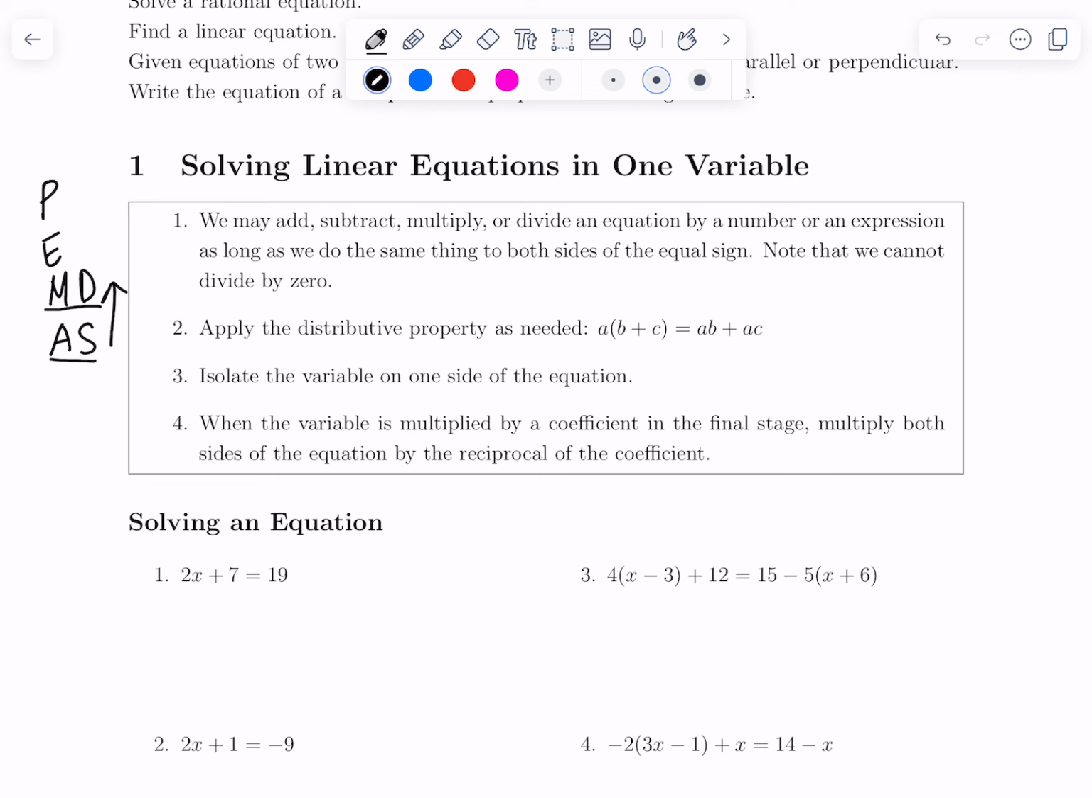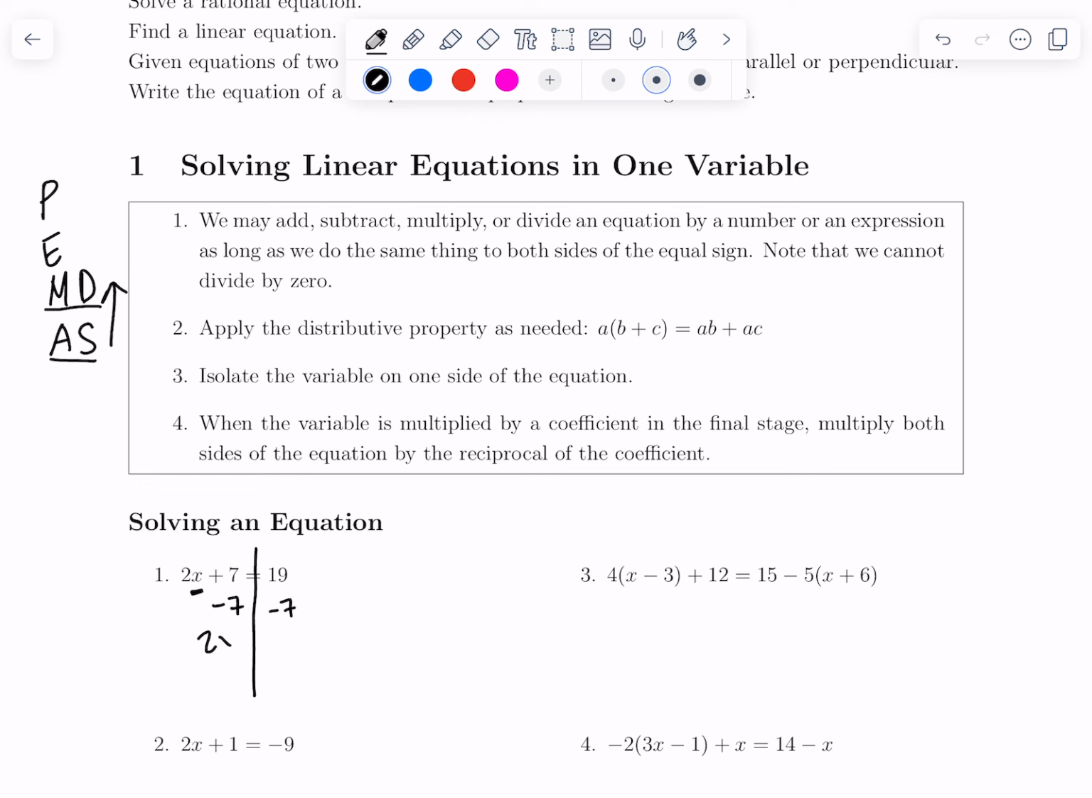For question 1, we have 2x plus 7 equals 19. So this is a two-step equation. We're going to isolate the x to find the value of x. So I really don't need the coefficient of 2 and the constant 7 over here, so I'm going to remove them. The first thing is to think about either adding or subtracting. To remove the 7, we're going to take the opposite operation. We're going to subtract 7 on both sides of the equation.